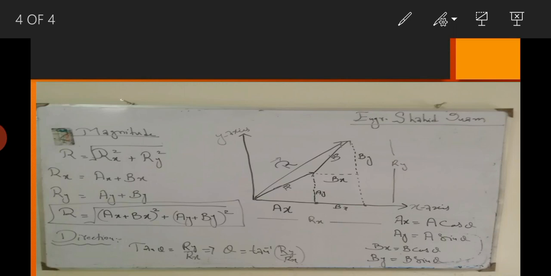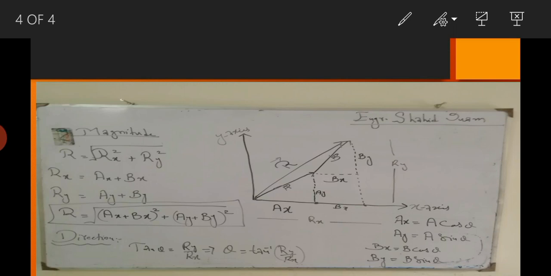And from Pythagoras theorem, we have R is equal to the square root of Rx square plus Ry square. And the value of Rx will be equal to, as the Rx is the combination of Ax and Bx, so Rx is equal to Ax plus Bx. And Ry is the combination of Ay and By, so Ry is equal to Ay plus By. Now putting the values in the above equation, that is R is equal to the square root of Rx square plus Ry square, you will get R is equal to the square root of (Ax plus Bx) whole square plus (Ay plus By) whole square.